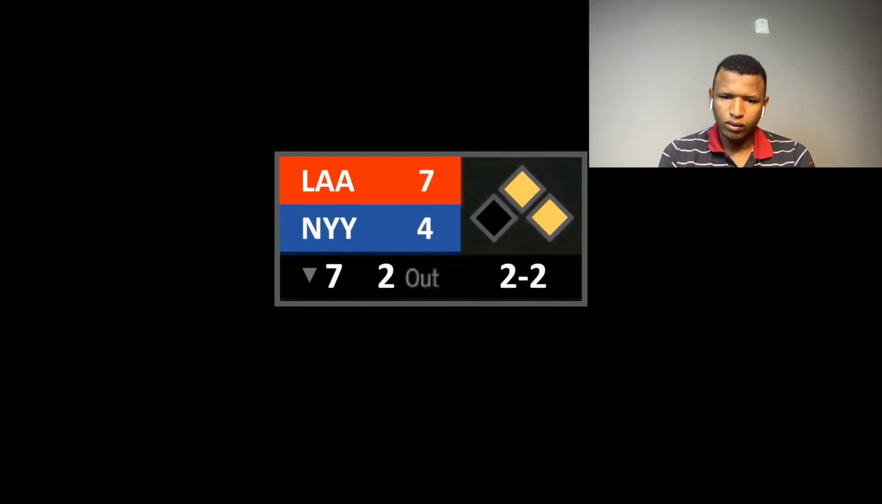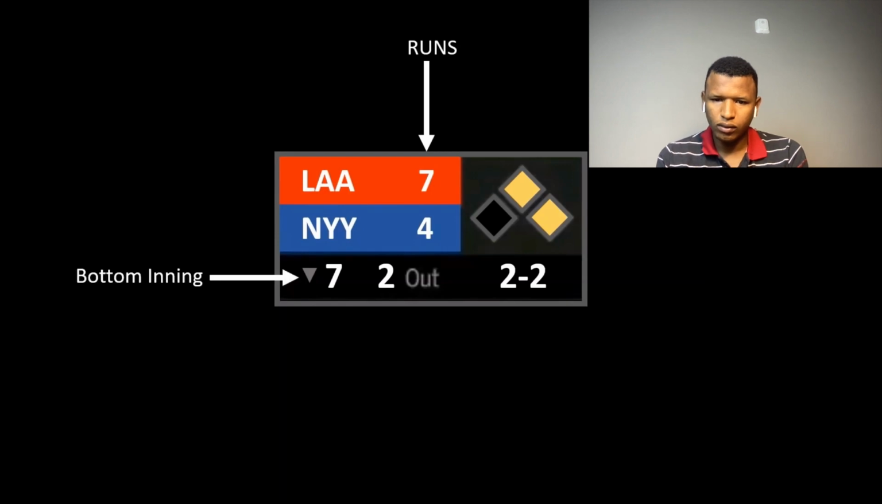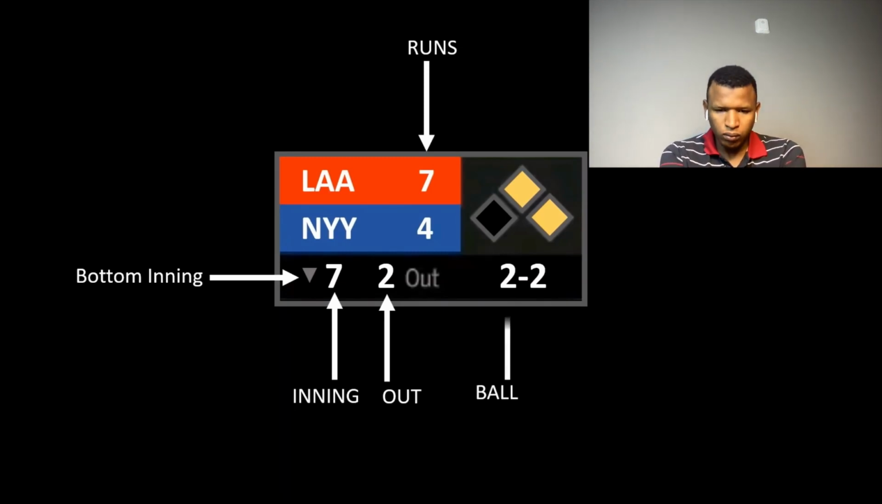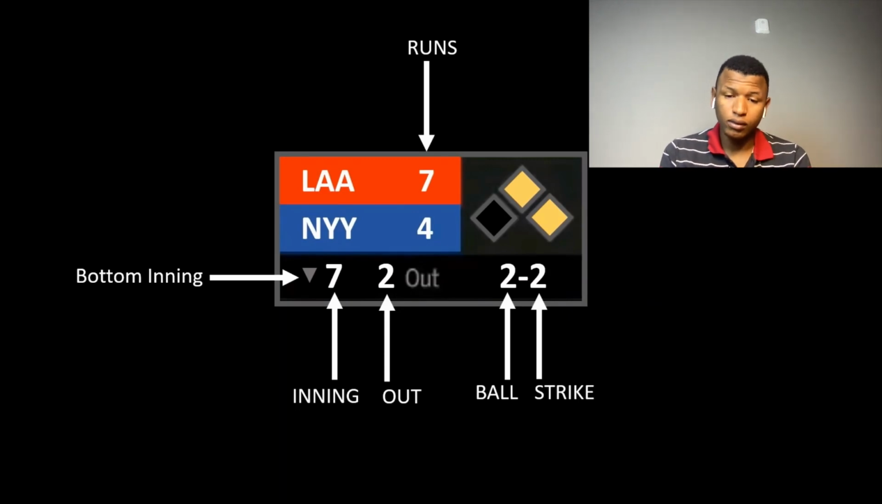Let's say you open up your TV and this is what you're seeing. How to figure out what is going on in the match? If you see the runs, LAA has 7 runs, so they are leading in the match. If you look at the triangle, it's bottom. So bottom inning means NYY is batting right now. LAA has completed their batting in the seventh inning, so the seventh inning is going on. For NYY, they got 2 outs, so their last batsman is batting. If they get one more out, the inning would be over. The two shows 2 balls have been delivered to that player, and 2 strikes. So he needs to hit the ball. If he gets one more strike, this inning is over.